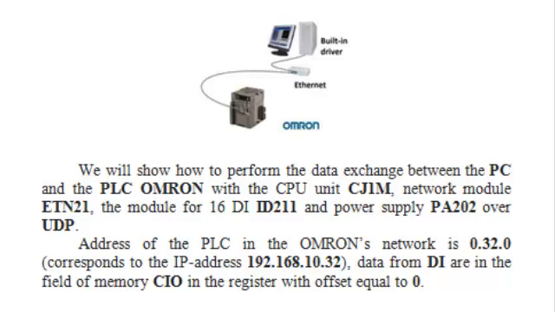PA202. Address of the PLC on the OMRON's network is 0.32.0, that corresponds to the IP address, this one. Data from digital inputs are in the field of memory CIO in the register with offset equal 0.